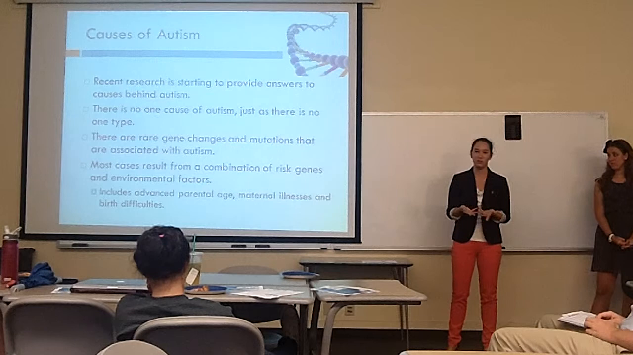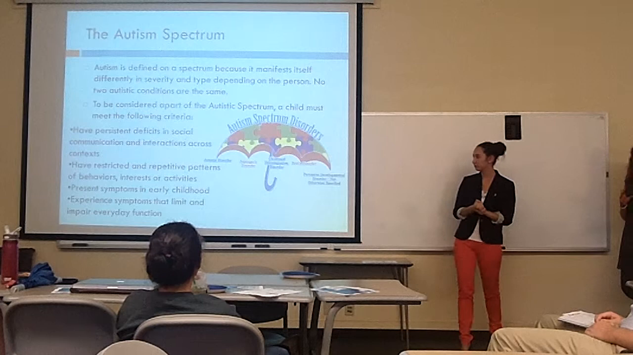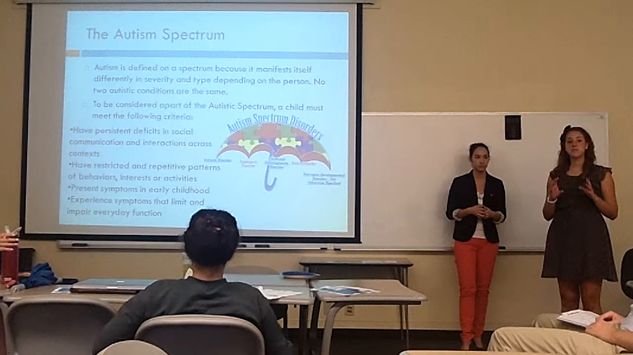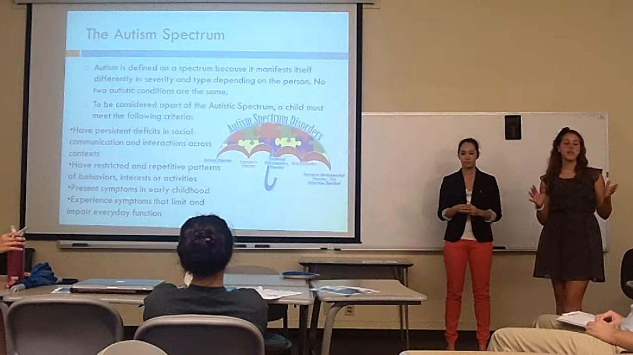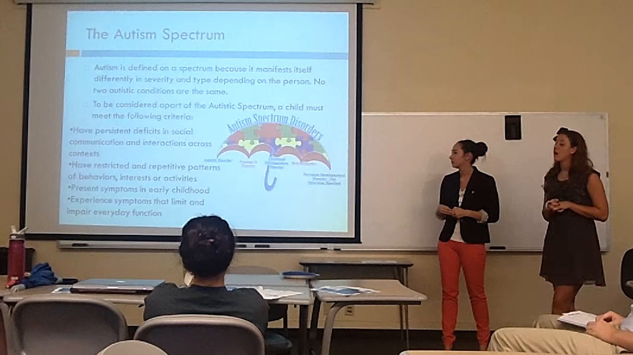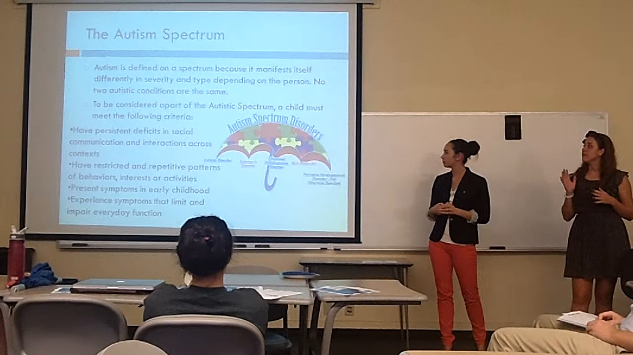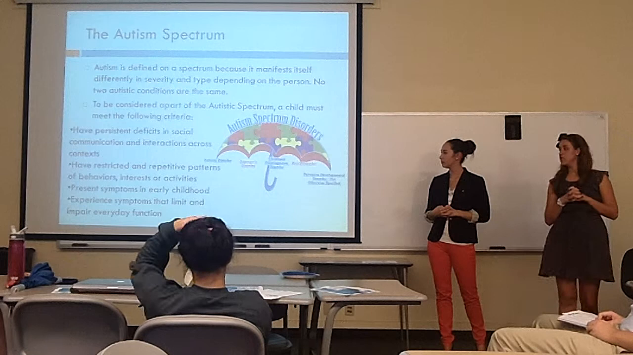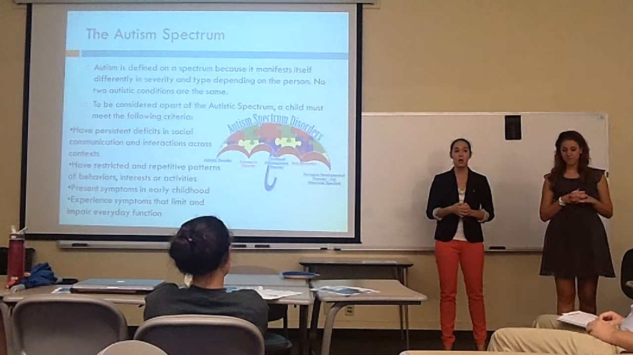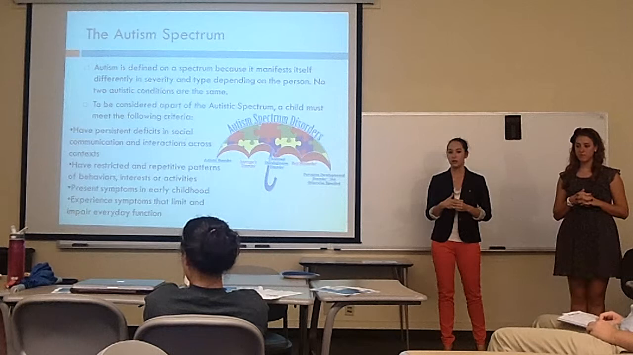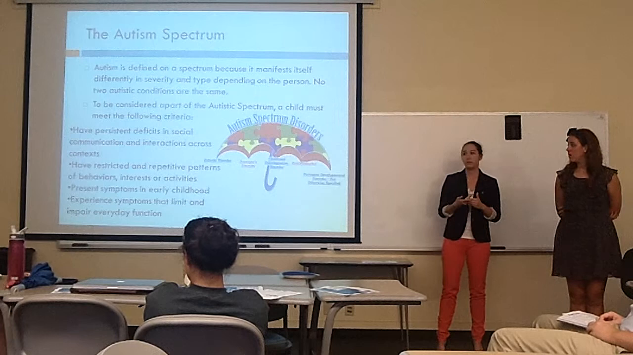Okay, so now we're going to go into a little bit of what the autism spectrum is. As Emily did a great job of pointing out, autism encompasses a lot of different levels. So if you look here, we have the autism spectrum disorder umbrella. No two cases of autism present themselves in the same way. It's different in severity and type depending on the person. And in order to be considered a part of the autism spectrum, you must fall within these following criteria. Okay, so basically you have to have persistent deficits in social communication. Autism specifically targets poor communication skills and a decrease in efficiency in social interaction. Also, it manifests itself in restricted and repetitive patterns.